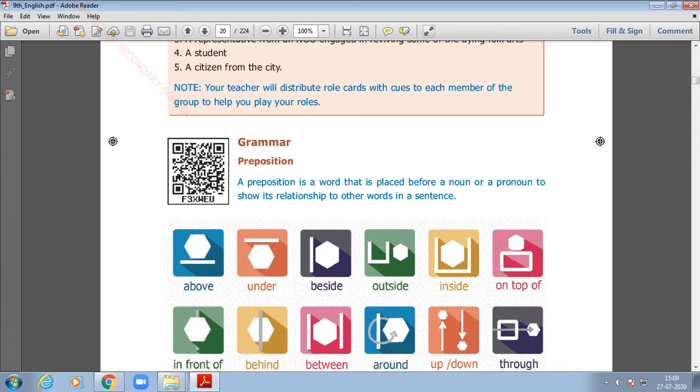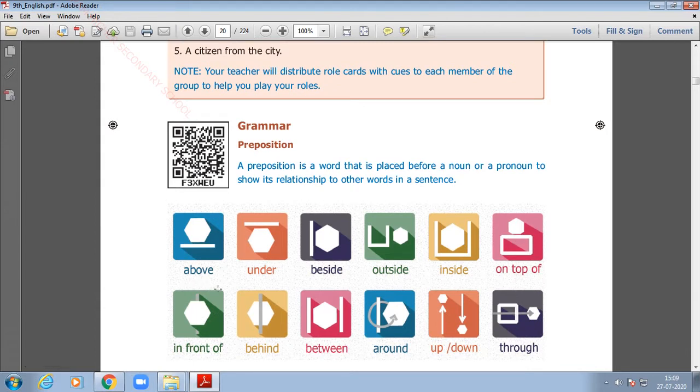The flower vase is placed on top of the television. Next, in front of. There's a big tree in front of my house. Behind. The dog hid behind the door. Hid, the past form of hide. Between. You see the object placed between the two lines here. That is how you see.